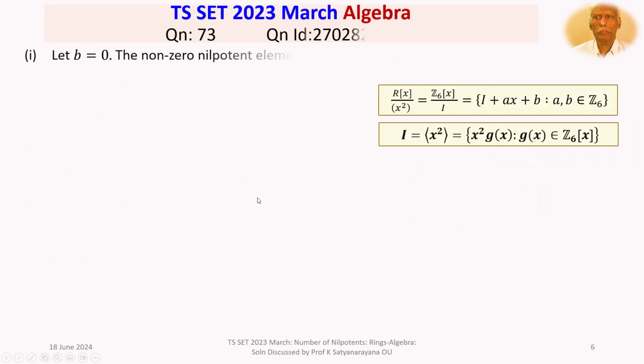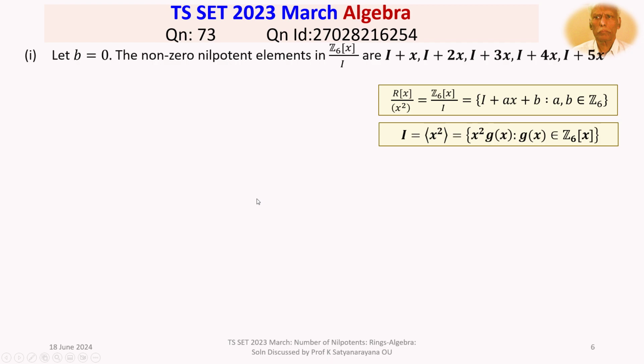Right. So that's what we have done so far. Let's go for case 2. Let B not equal to 0. So in this, first you note down: you take any non-zero element of Z6.